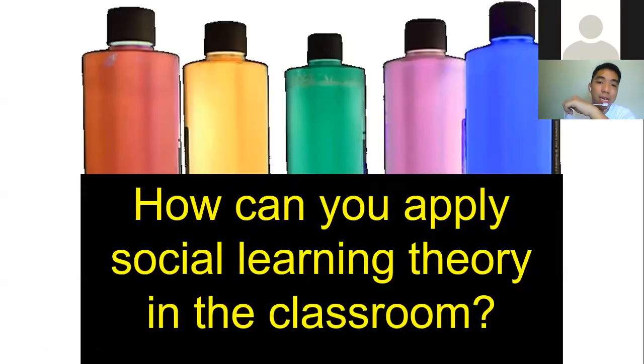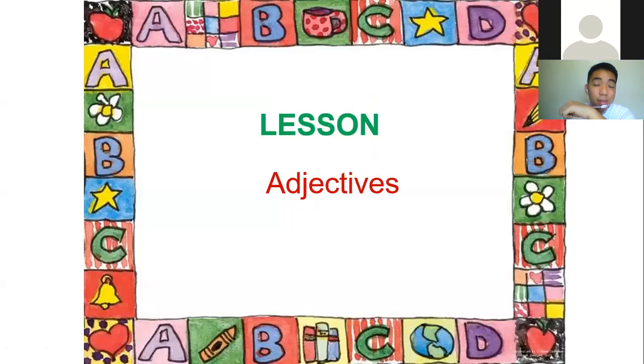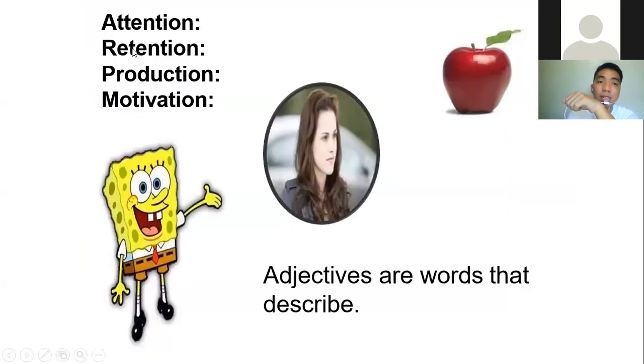So what is its significance in our classroom? In our lesson objectives, we have attention, retention, production, and motivation. In our lesson plan, first you get the attention of the children. Then retention, you want them to store in mind what you teach. Then you let them apply it in production. After that, you motivate them to do it outside or even inside the classroom. In their production, if it is positive, you give them a reward. If it is negative, then you tell them to stop doing it.